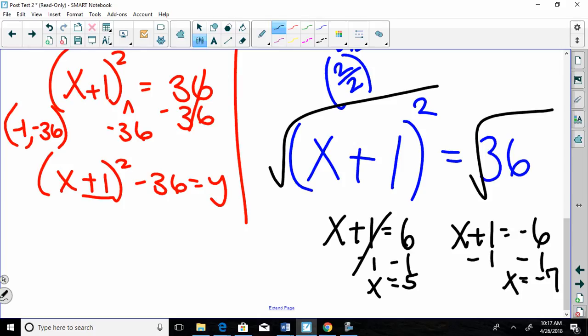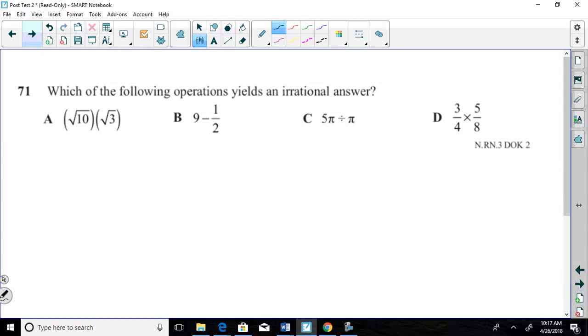Does that make sense? I'm almost done. How many open-ended questions? Remember, 2 constructed responses, so 2 shorter ones with a couple different parts, and then 1 extended response. So the 3 altogether. All right, what's irrational?